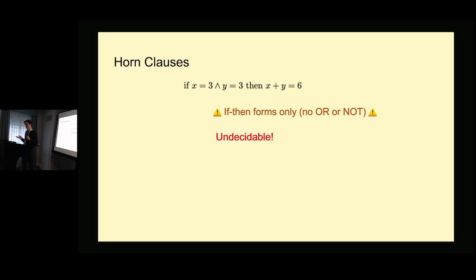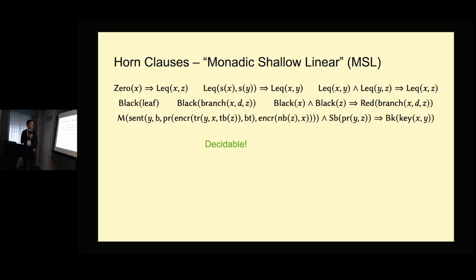And it turns out that the theory of horn clauses is still undecidable. So great, we restricted the syntax, but we're still undecidable. However, there's an even more restricted theory of horn clauses that turns out to be decidable, and that's a fragment called monadic shallow linear. And this actually encapsulates a lot of properties that come up in practice.